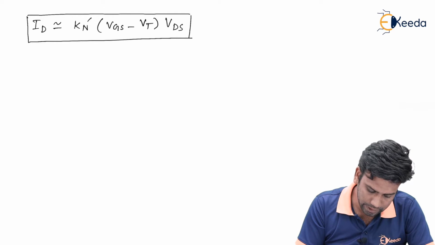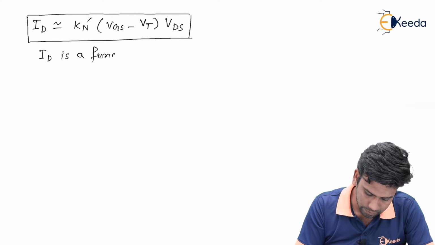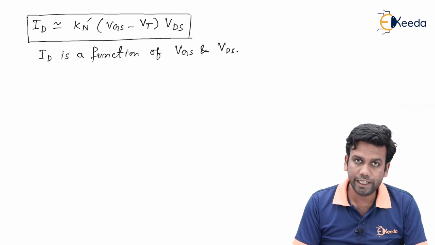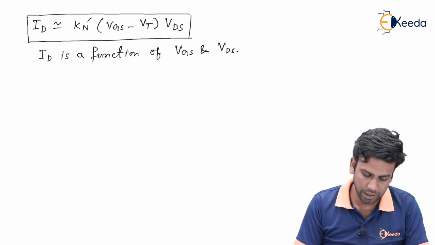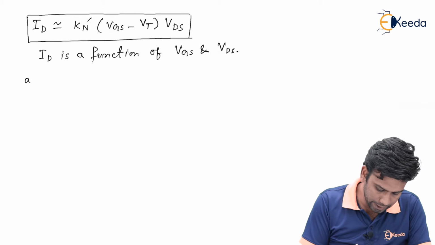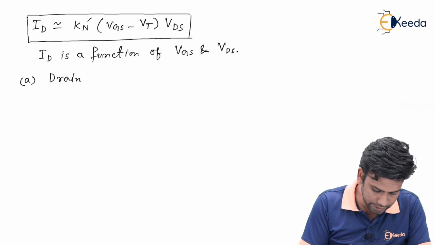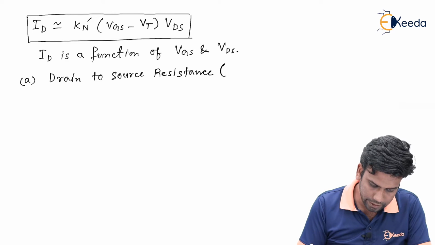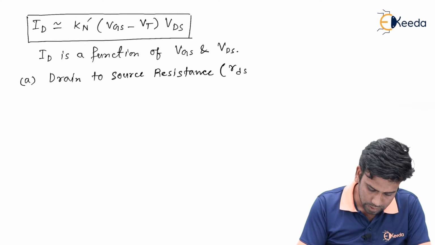From this equation we can see that ID is a function of gate to source voltage and drain to source voltage. From this ID equation we can derive some parameters of the NMOS in the triode region. The first parameter that we can derive is the drain to source resistance, that is equal to Rds.